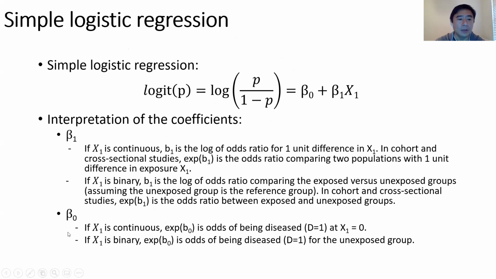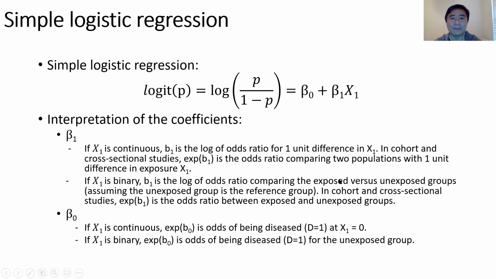All right, and then the next one is the beta 0. So remember, beta 1 is the key part because beta 1 will specifically give you the relationship between exposure x1 and the outcome y. But beta 0 is sometimes a nuisance parameter. It's not a parameter of interest, but sometimes people are still interested in interpreting the beta 0 coefficient. And here, if x1 is a continuous variable, the exponential of the estimated beta 0, or exponential B0, is the odds of being diseased, D equal to 1, at x1 equal to 0.